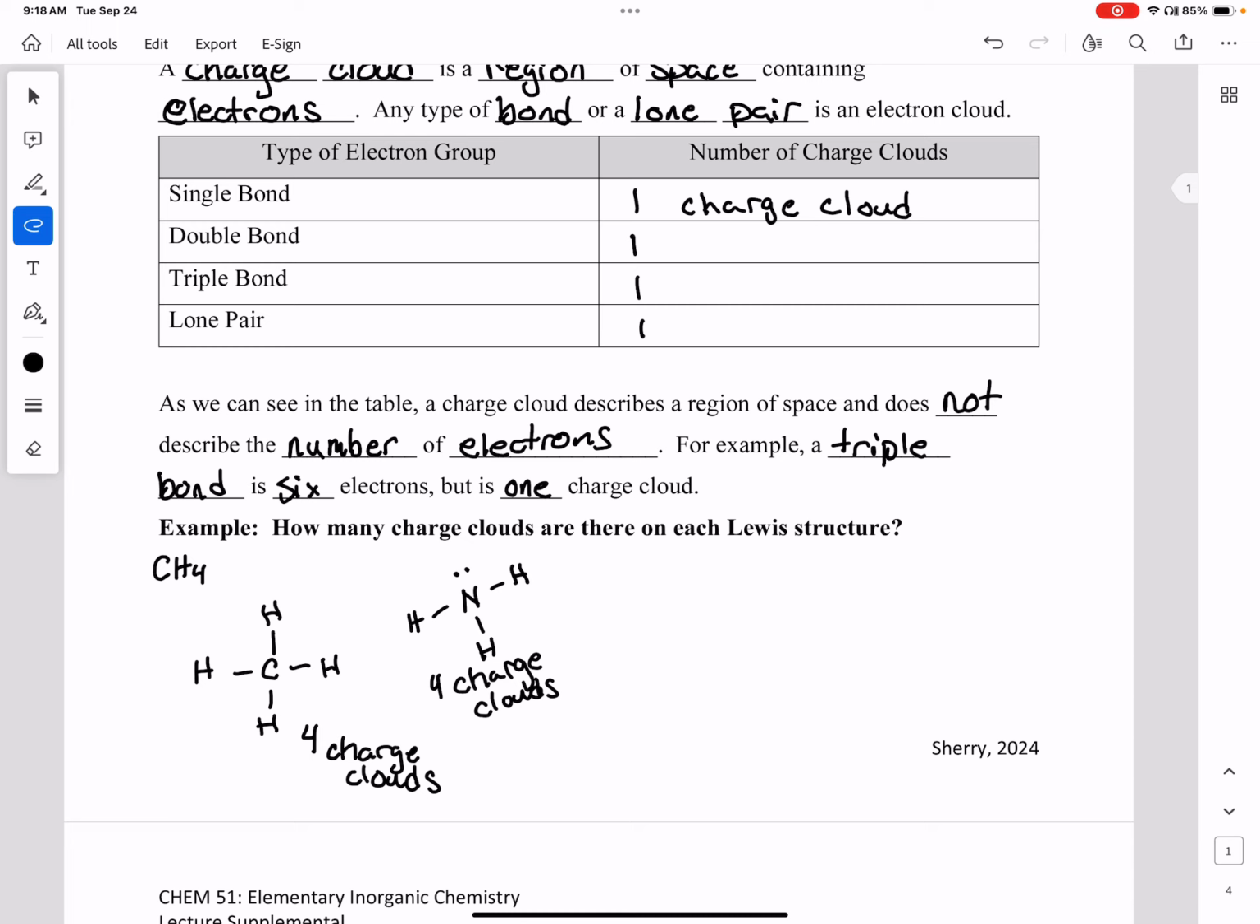So let's look also at H2O. Still 4 charge clouds. Sorry, my handwriting got a little messy there. And then let's look at one with a multiple bond that I believe we saw in our activity. That one is 3 charge clouds because that double bond counts as 1.